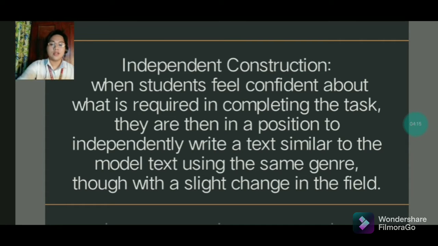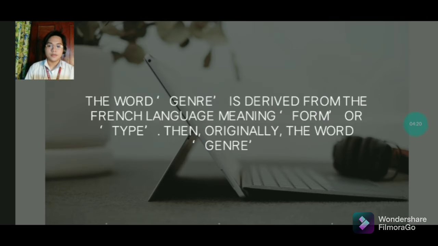So let's proceed now to the nature of genres. The word genre is derived from the French language meaning form or type. Originally, the word genre, which is also used in biology as genus, refers to the classification of flora and fauna. So it can be simply said that genre means type or kind, or a class of a particular thing or object. Then recently, genre is also used in linguistic study. When it comes to linguistic study, genre becomes a kind of language object to study.